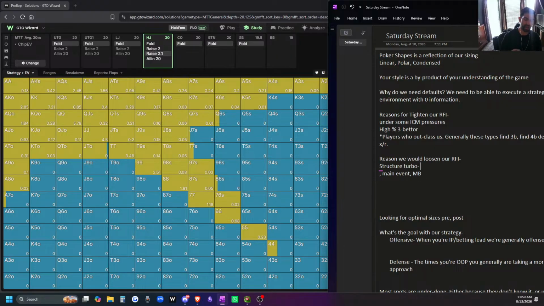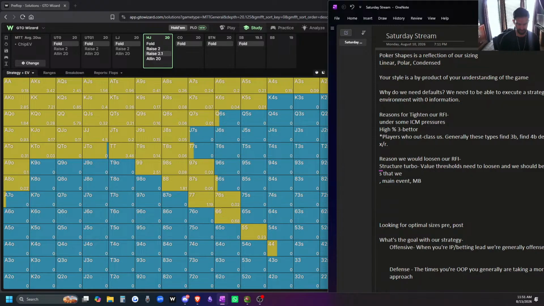It's usually flipping at best, and I'm sometimes dominating sevens, but that's best case scenario. But in a turbo where the blinds are going up every 5 or 10 minutes, I'm taking the spot because I can't afford to wait around. If I wait 2 minutes, my stack goes from 25 to 20, and then in 5 more minutes from 20 to 15. So value thresholds need to loosen, and we should be taking more all-ins that we think we have edge in, or something along those lines.